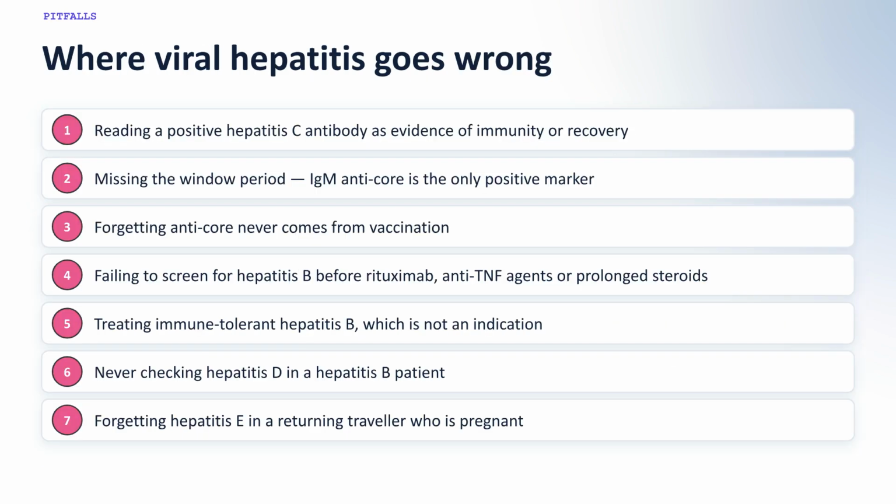The pitfalls. A positive hepatitis C antibody is not immunity and not recovery. Do not miss the window period where immunoglobulin M anti-core is the only positive marker. Remember, anti-core never comes from vaccination, so it always means real infection. Screen for hepatitis B before rituximab, anti-tumor necrosis factor agents, or prolonged steroids. Do not treat immune-tolerant hepatitis B. Check hepatitis D once in every hepatitis B patient. And think of hepatitis E in a pregnant returning traveler.